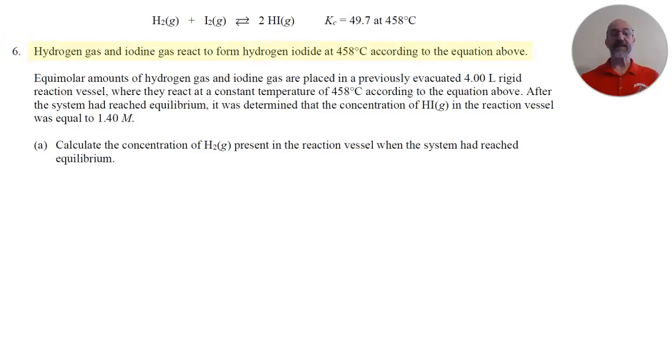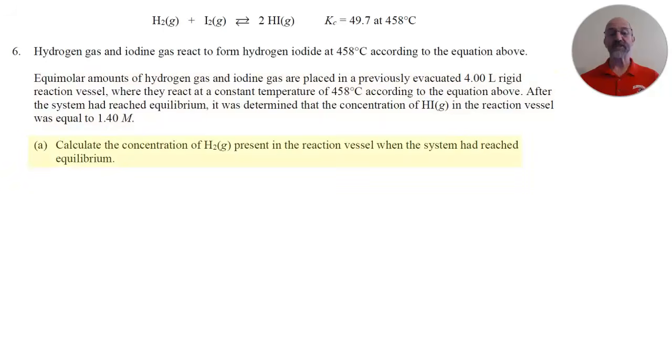In question 6, it says that hydrogen gas and iodine gas react to form hydrogen iodide at 458 degrees Celsius according to the equation above. Equimolar amounts, in other words, the same number of moles, of hydrogen gas and iodine gas are placed in a previously evacuated 4-liter rigid reaction vessel where they react at constant temperature at 458 degrees Celsius according to the equation above. After the system had reached equilibrium, it was determined that the concentration of HI in the reaction vessel was equal to 1.40 molar.